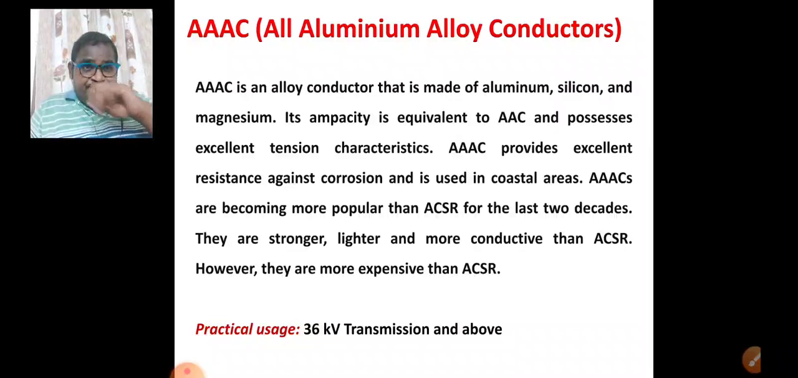And all aluminum alloy conductors are becoming more popular than ACSR for the last 2 decades. They are strong, lighter, and more conductive than ACSR. However, they are more expensive than ACSR. If the cost is more, then we simply reject that, irrespective of the other things. So therefore, nowadays we use only ACSR. Practically we use it in 36 kilovolts transmission system and above.